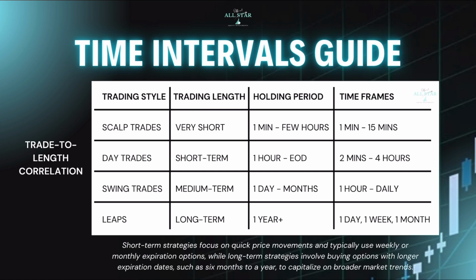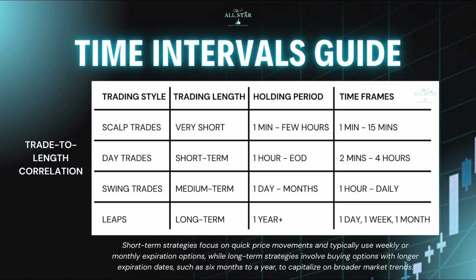Now, when we look at day trades, these are going to be short time periods as far as length, because the holding period is going to be anywhere from 1 hour to the end of day, and the time frames that are usually used are going to be anywhere from 2 minutes to 4 hours. Now, in regards to swing trading, this is going to require a medium term for holding, and the length of the period can be anywhere from 1 day to a few months or several months out. And the time frames are usually going to be the 1 hour up into the daily, just depending on what you choose.